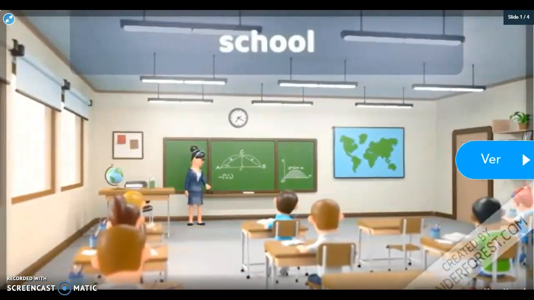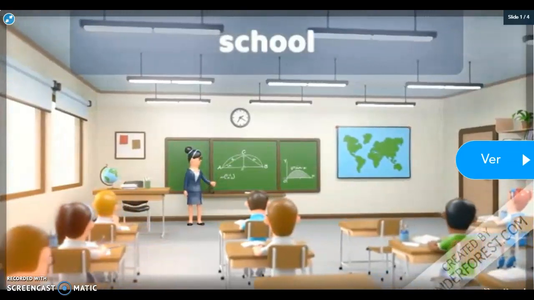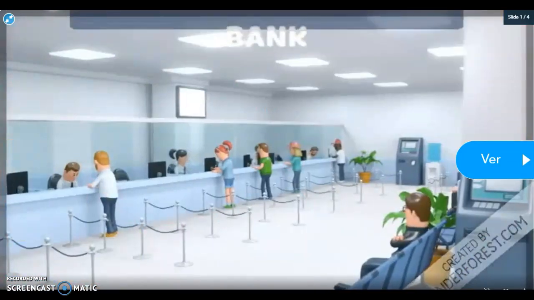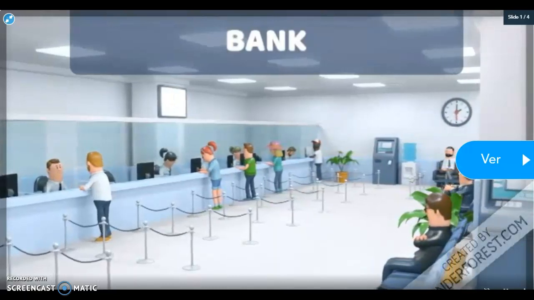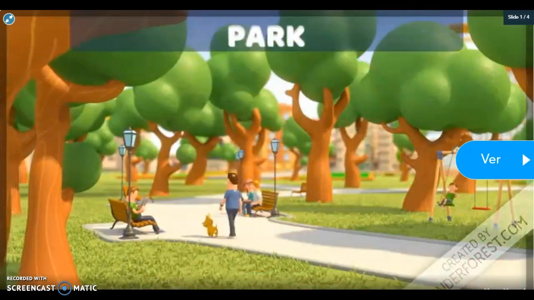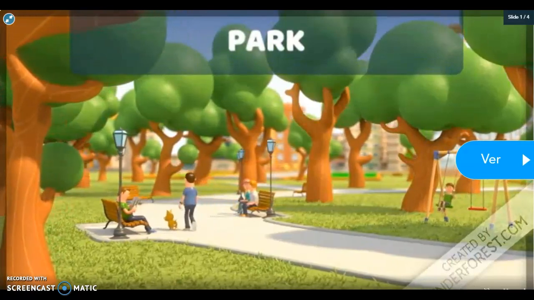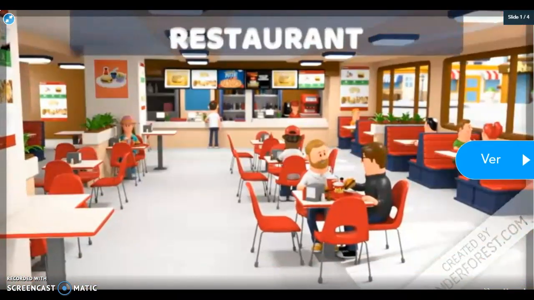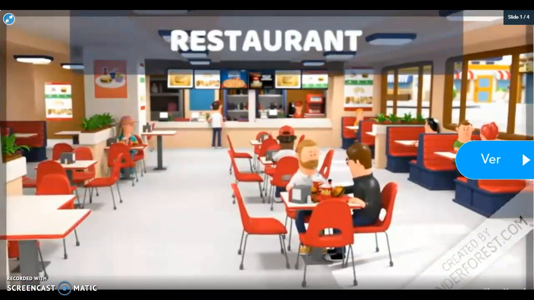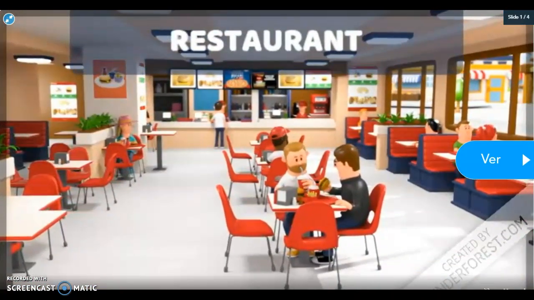The school, remember, where you go and learn and study with your friends. The bank, and we have people there taking money. The park, where you go and rest and play and take your pets. The restaurant, where you go to eat.